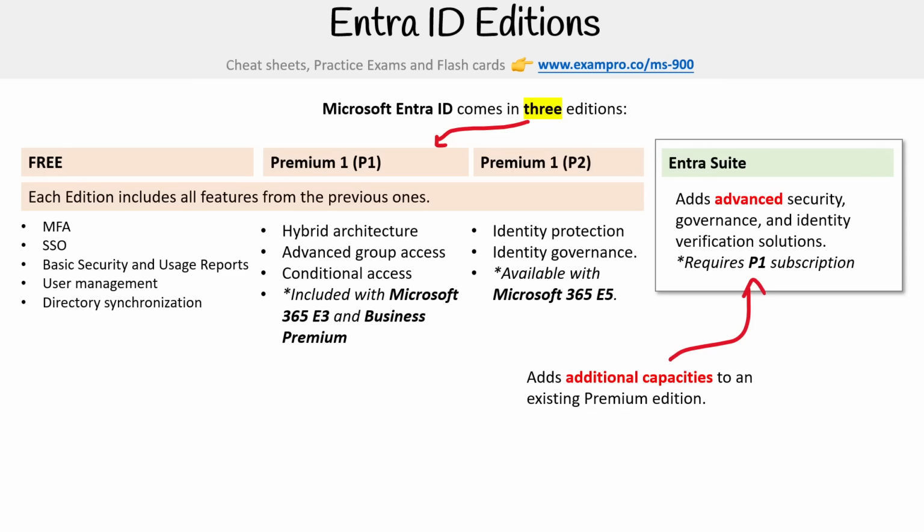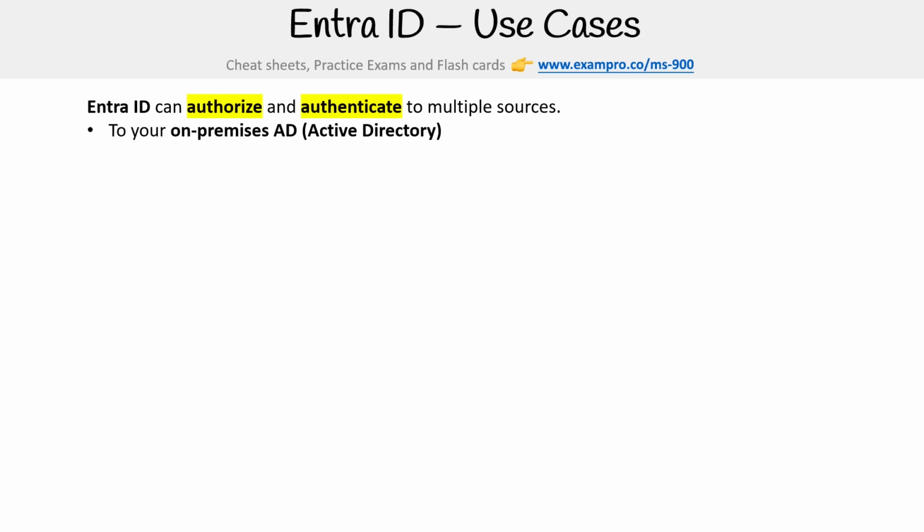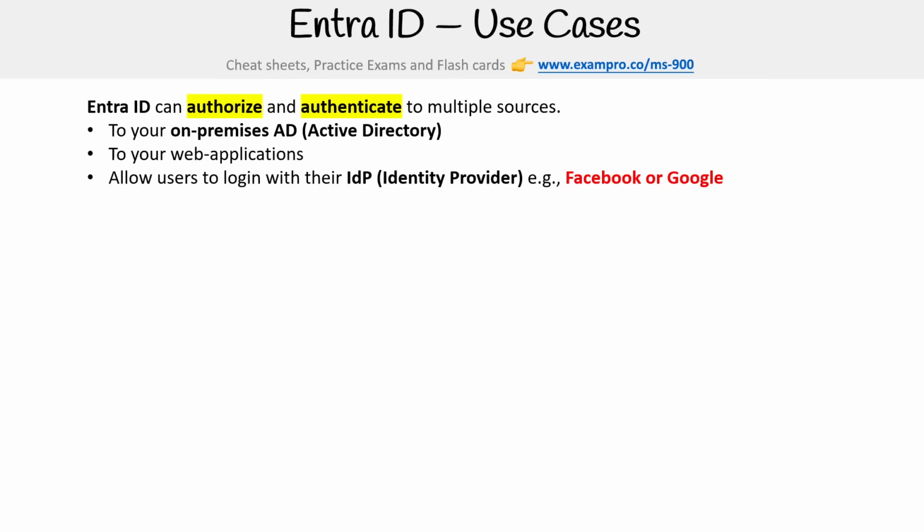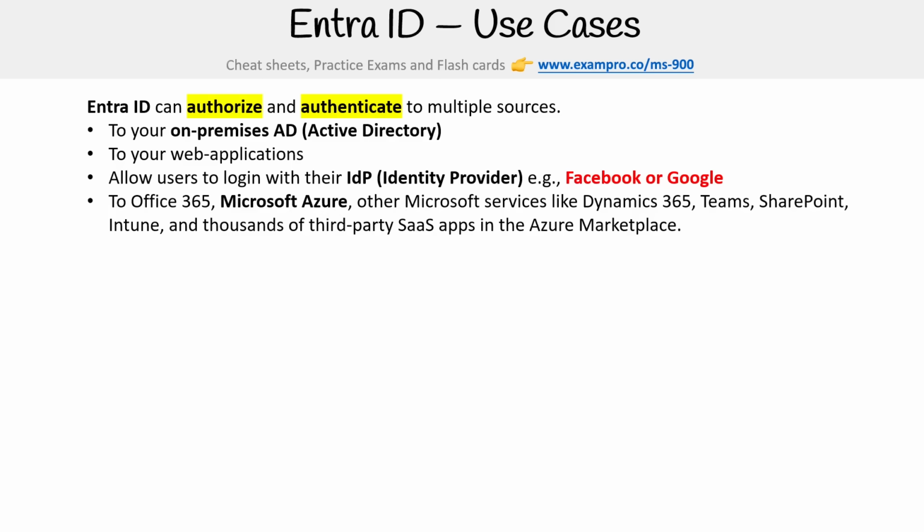We'll look at that here in a bit, but for now, we'll move on, and let's take a look at use cases for Entra ID. Okay, so Entra ID can authorize and authenticate to multiple sources. It can authorize and authenticate to your on-premise Active Directory, to your web apps. It allows users to log in with IDP, so identity providers, think Facebook or Google. It can log into Office 365, Microsoft Azure, other Microsoft services like Dynamics 365, Teams, SharePoint, Intune, and thousands of third-party SaaS apps in the Azure Marketplace.